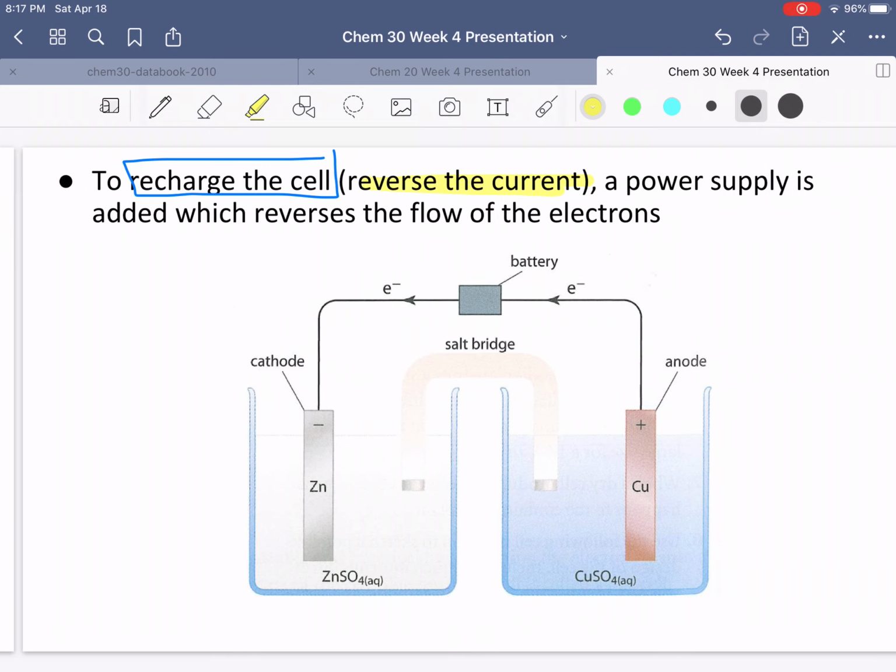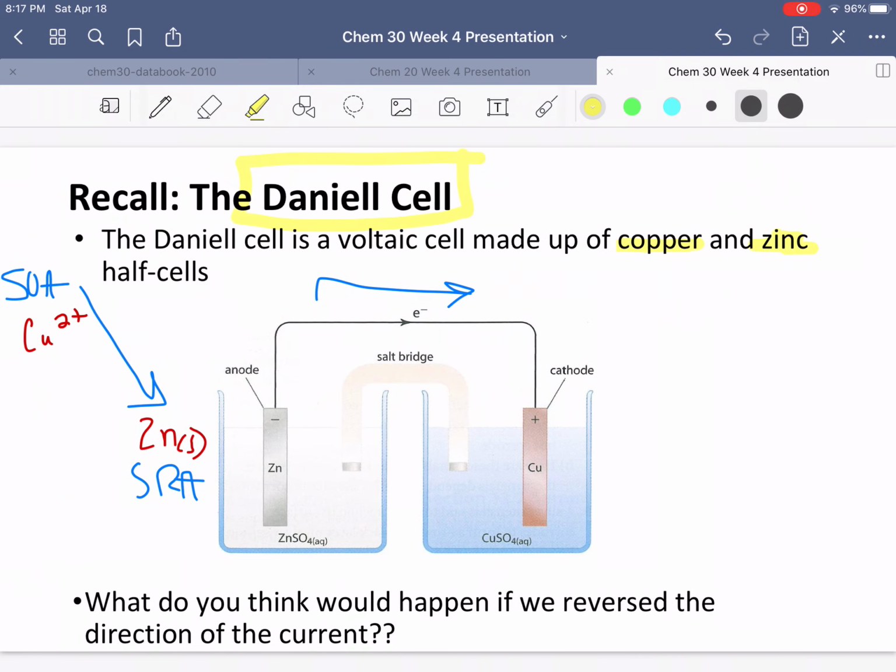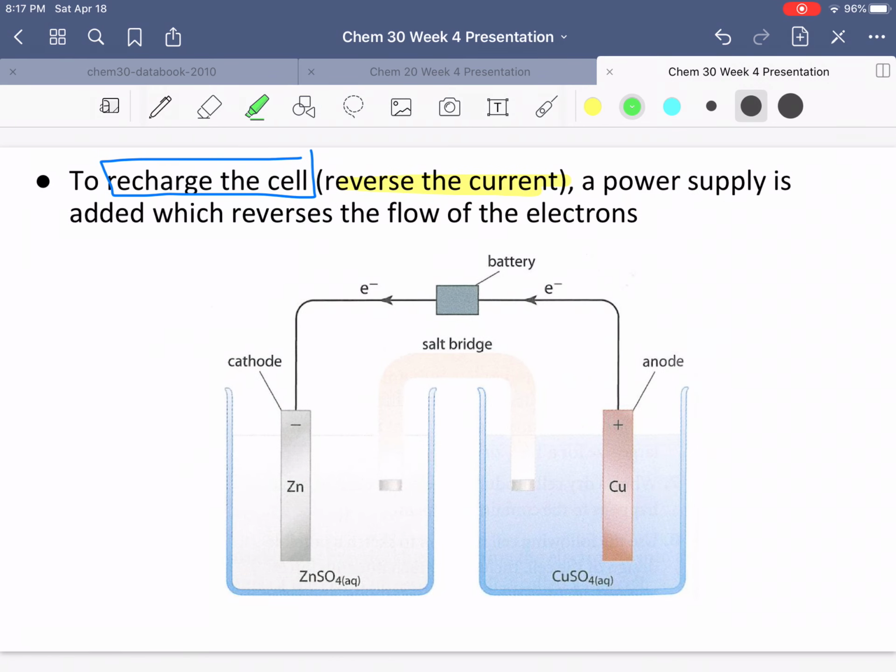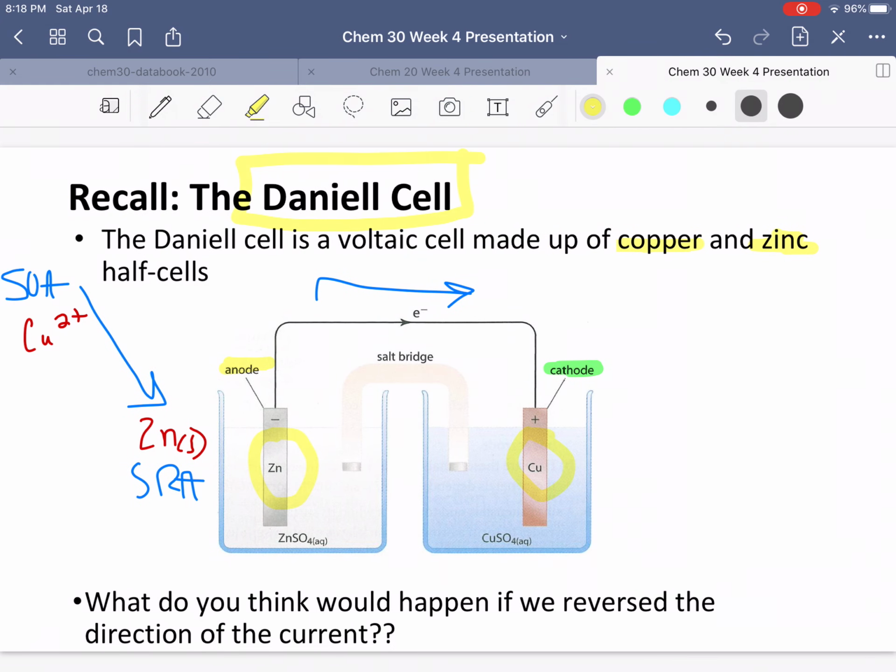Take note, before the current was flowing from zinc to copper. Okay, that's still, as per usual, going anode to the cathode. Nothing changed that way. But what if we force the current to go from the copper to the zinc? Take note of something though. Previously, the anode was zinc and the cathode was copper.